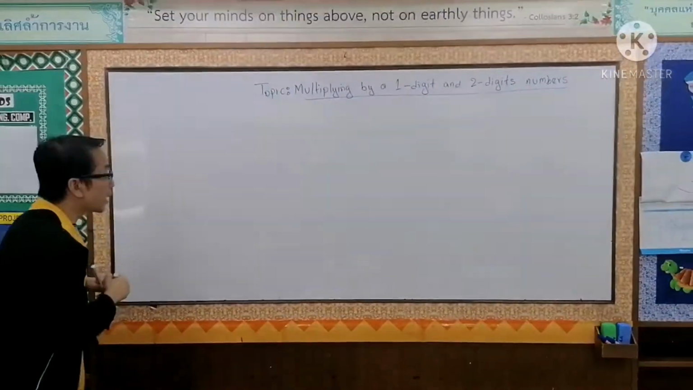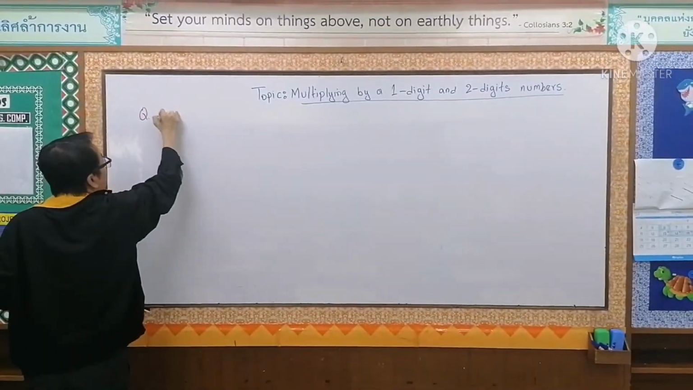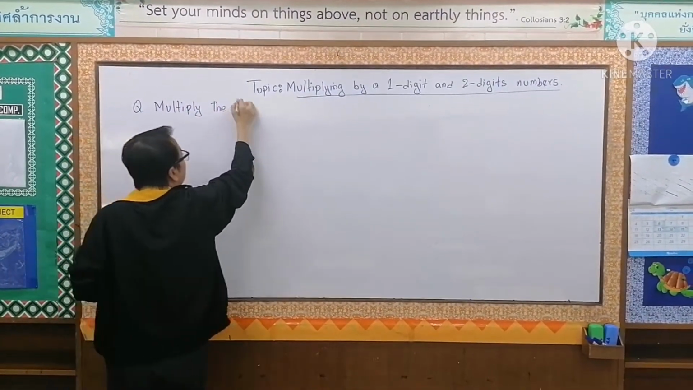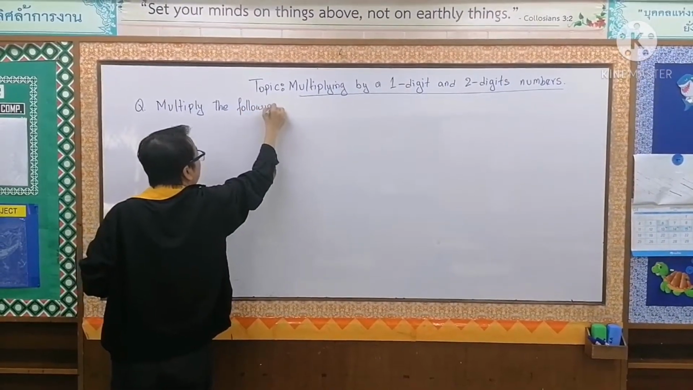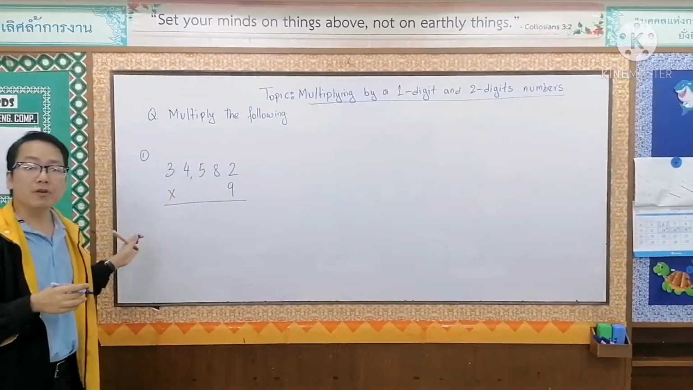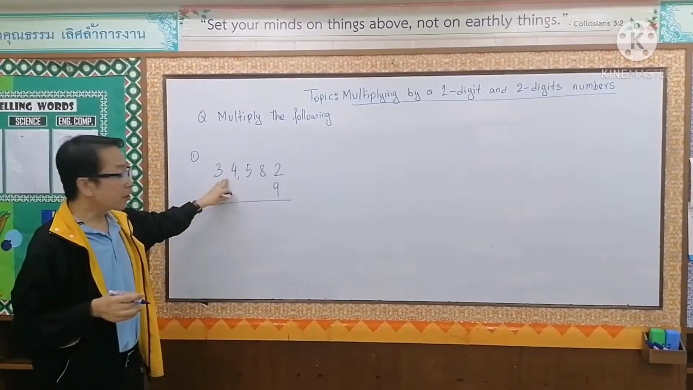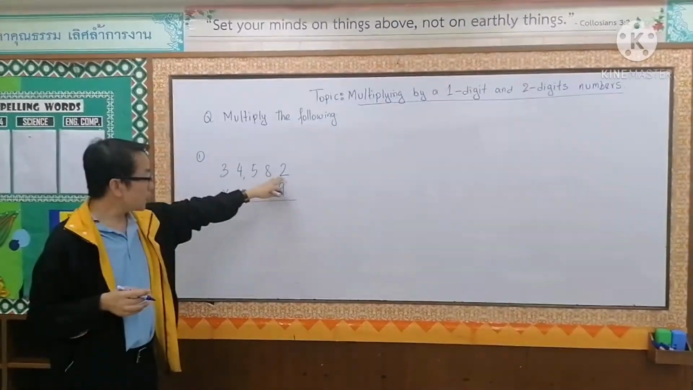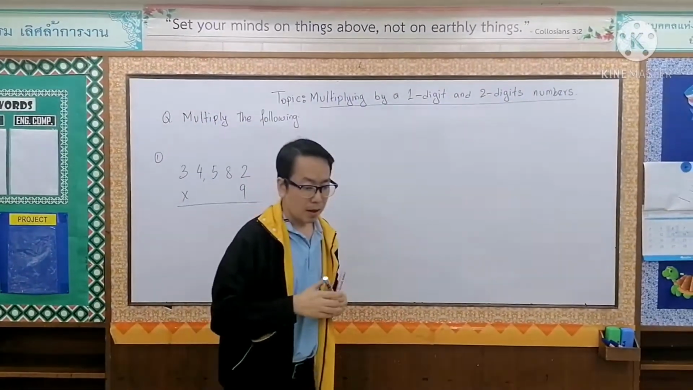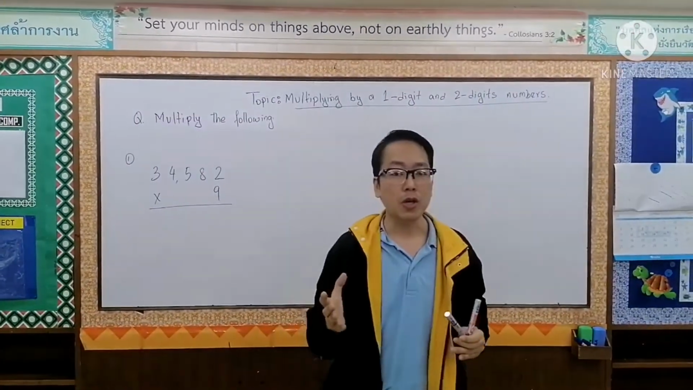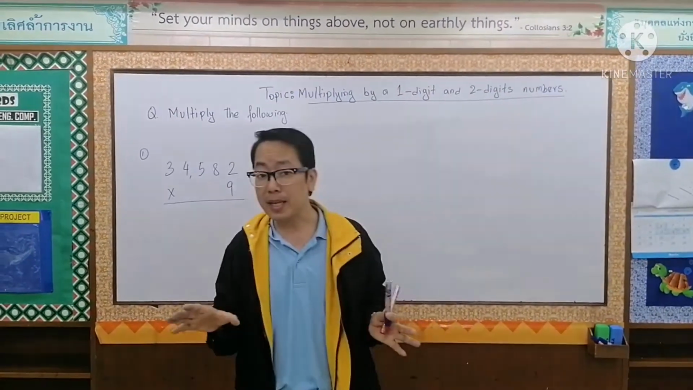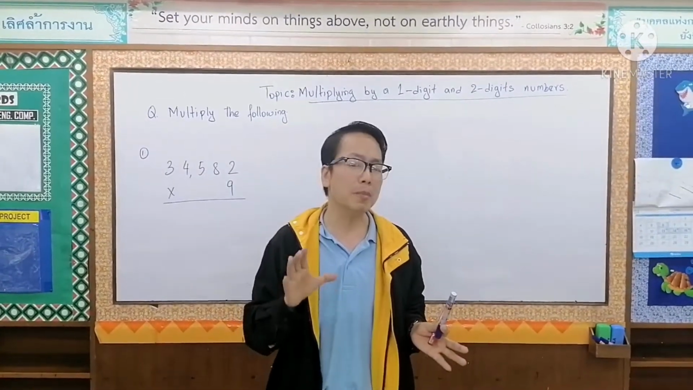The first question we have, multiply the following questions. We have our first question on the board, which is 34,582 multiplied by 9. Before we multiply, this is a reminder that all students should know the multiplication table. Multiplying numbers is easy if only you know the multiplication table.